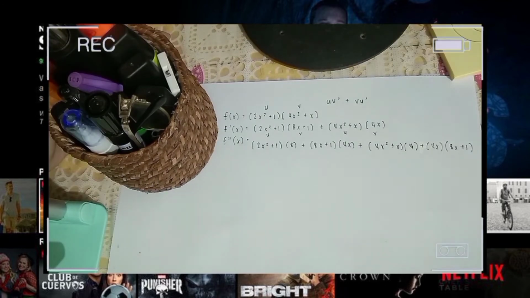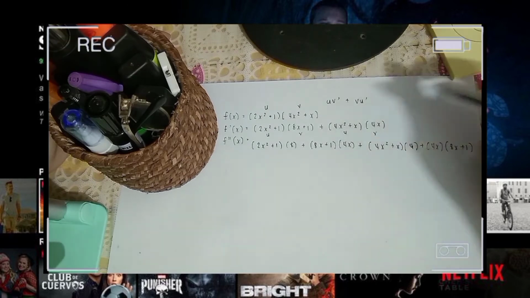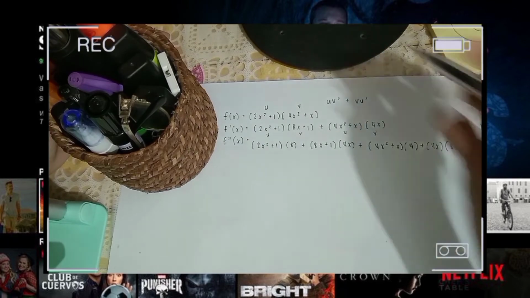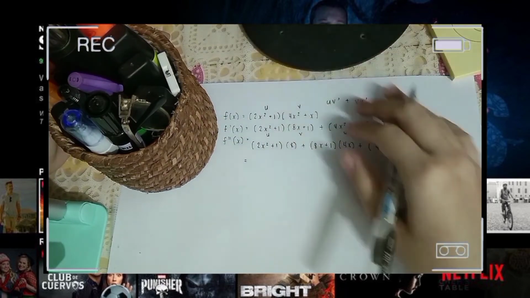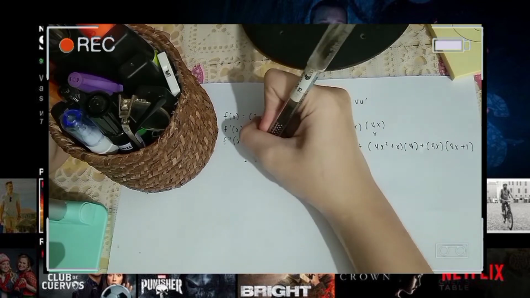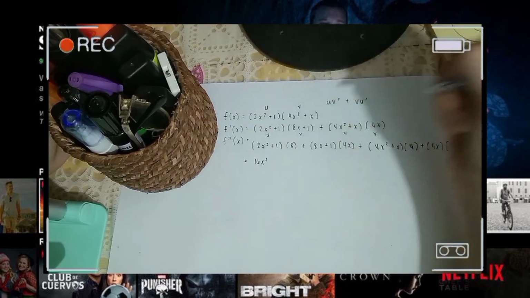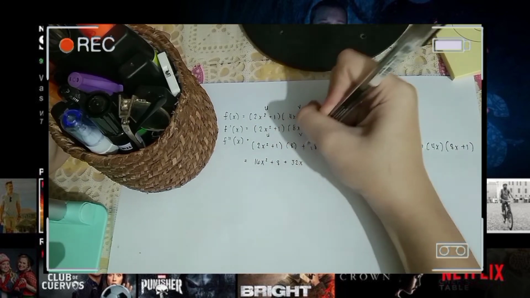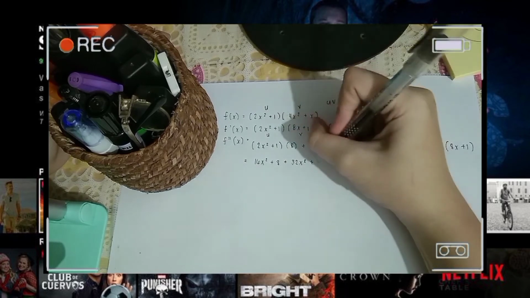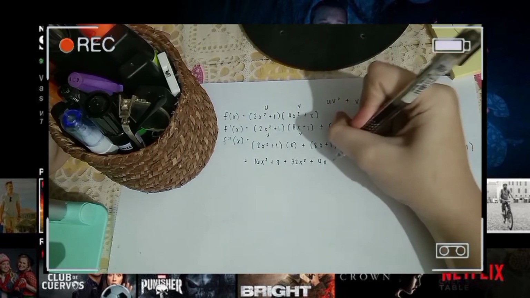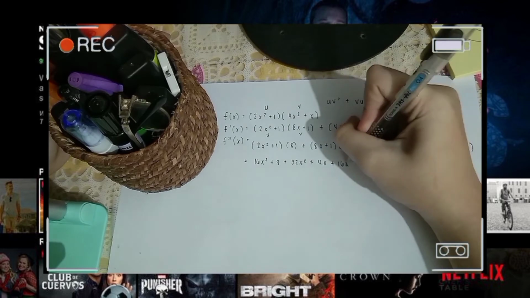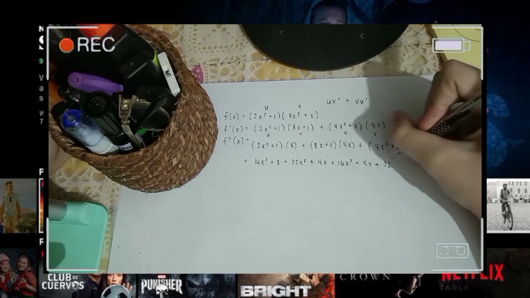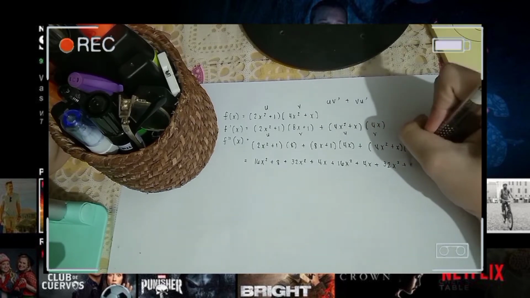So we have here the two derivatives, and all we have to do is combine or distribute the functions as much as possible. So we'll have this: 16x squared plus 8 plus 8 plus 32x squared plus 4x plus 16x squared plus 4x plus 32x squared plus 4.